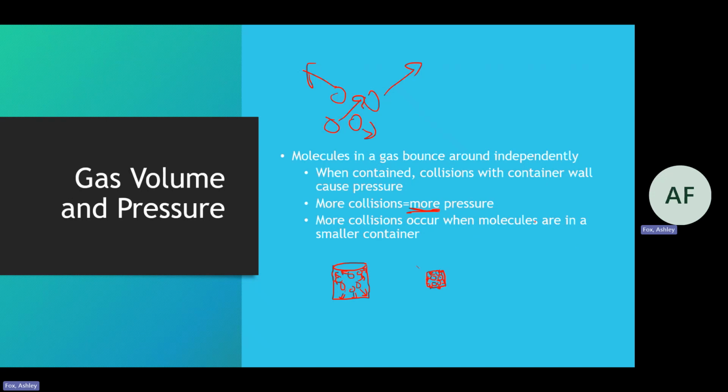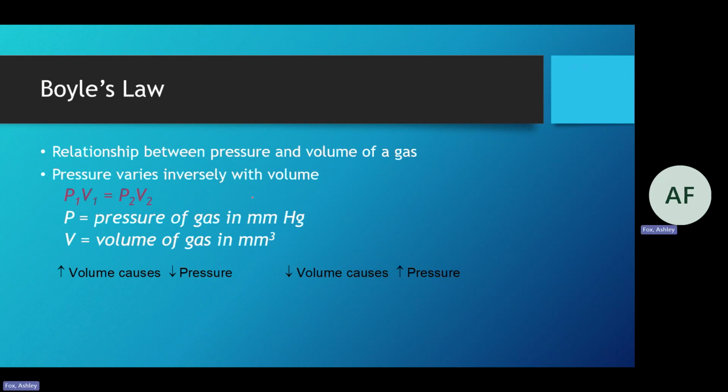The more times you hit the wall, the more pressure there is. So when the molecules are in a smaller container, we're going to see more hitting the wall, which is more pressure. So this is coming into what we call Boyle's law, one of the laws that'll help you understand respiration. This is looking at what we just discussed, the relationship between pressure and volume of a gas. This is going to say pressure is inversely related with volume.